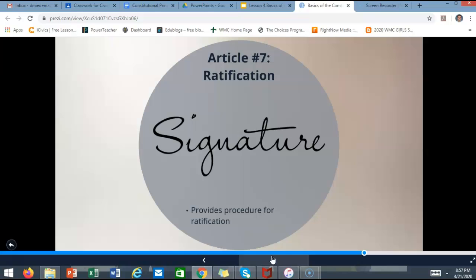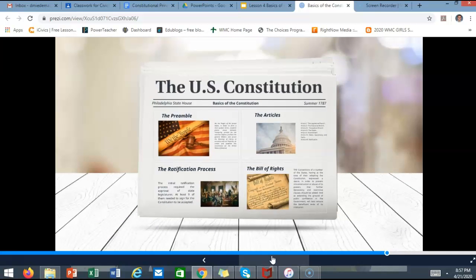Once again, you do not need to know what each article says because we will talk about these details later. Just know that articles are different like chapters in a book. It's a section part of this plan of government in the U.S. Constitution.